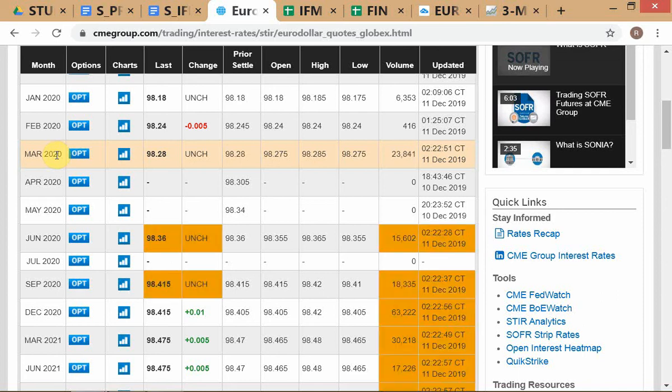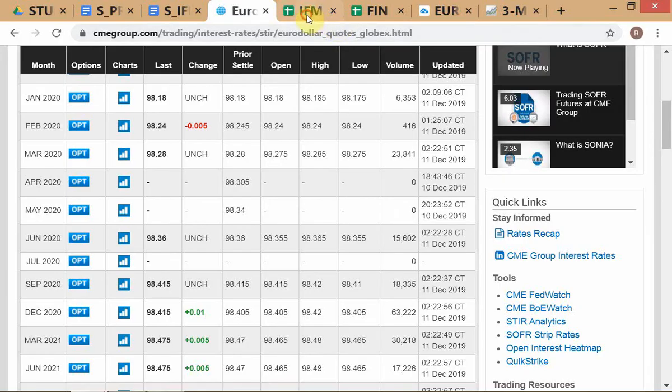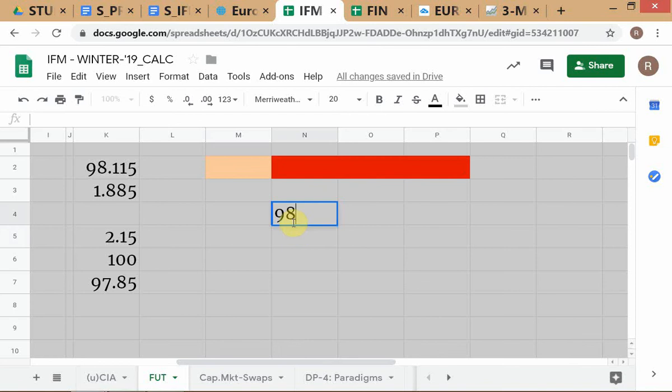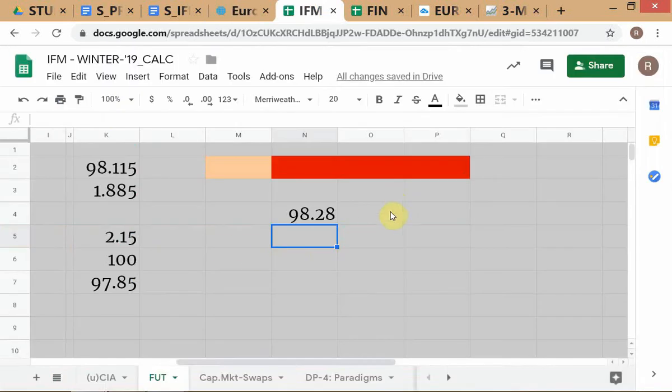What is the meaning of this price? Let's write down these prices: 98.28. Remember the next 2 prices. Next is 98.36. You guys can see at the back, last bench, 98.36, and then September is 98.41 half. So let's write this: 98.28, 98.36, and 98.41 half.